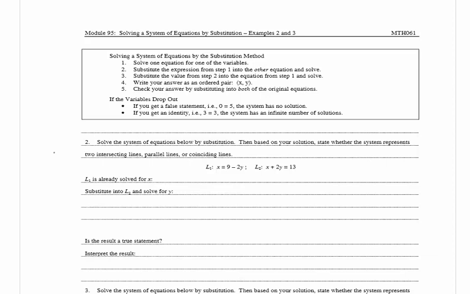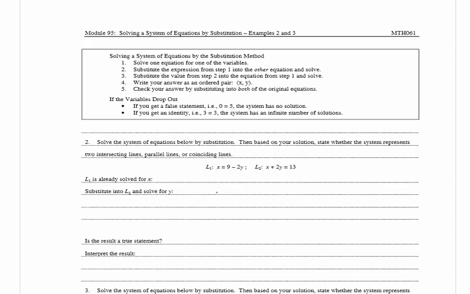Number 2 says solve the system of equations below by substitution. Then based on your solution, state whether the system represents two intersecting lines, parallel lines, or coinciding lines. So we have two lines. L1 is x is equal to 9 minus 2y, and L2, x plus 2y is equal to 13. L1 is already solved for x, and they want us to substitute into L2 and solve for y.